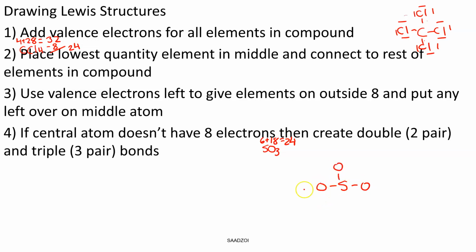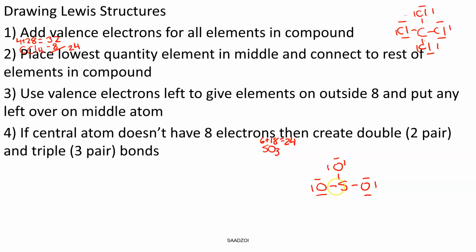I use 6, so how many do I have left? I have 18. So 2, 4, 6, 8, 10, 12, 14, 16, 18. So there's my 18 electrons, plus the 6 gives me 24. So that's all my electrons. I don't have any more electrons. So at this point, I've done step 1, 2, 3, and I'm at 4. And this one requires 4. CCl4 didn't require step 4 because it didn't have that situation. This one does. So what do I do at this point?